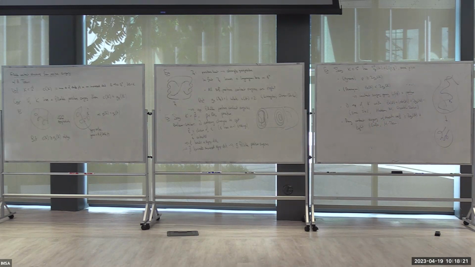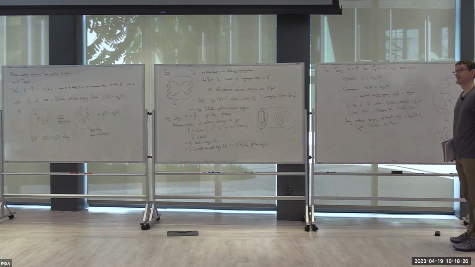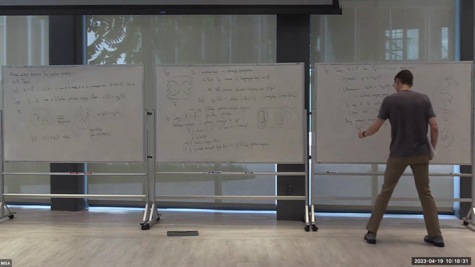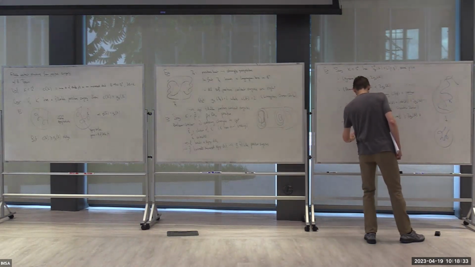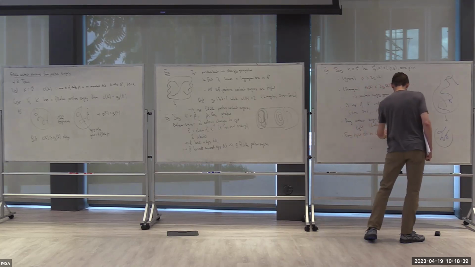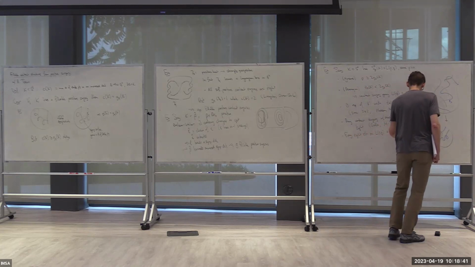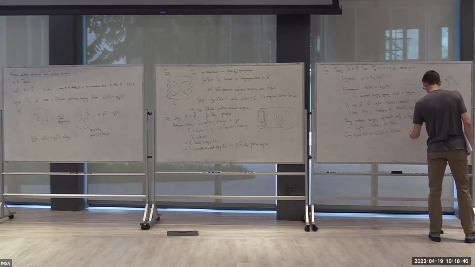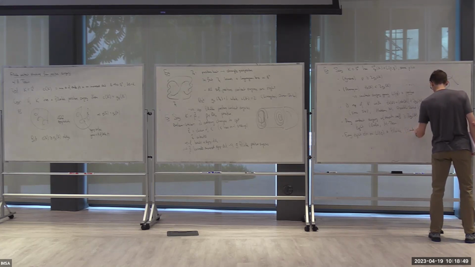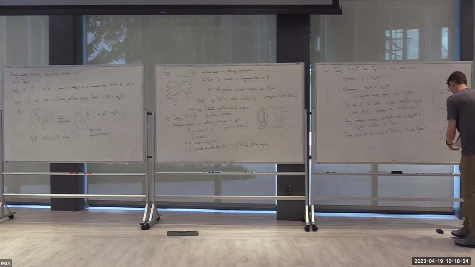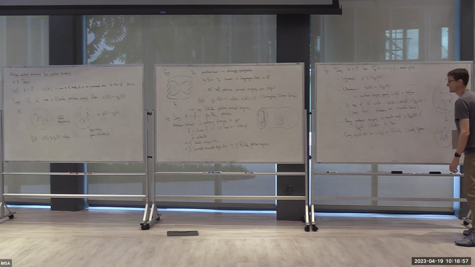Okay, so the point is that the contact surgery that gives you the lens space gives you a tight contact structure. And every time, the lens space is fillable. So that says that if you have the lens space surgery, then it also has fillable contact surgeries.